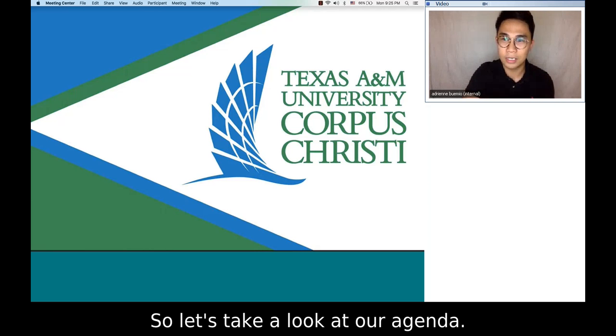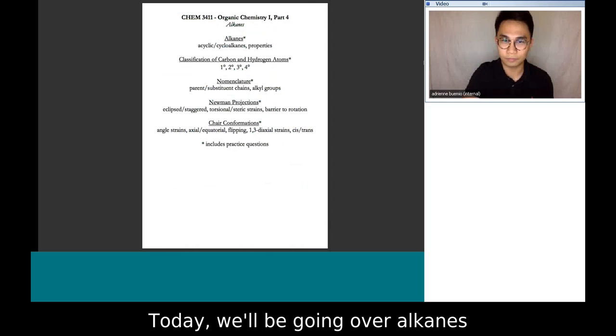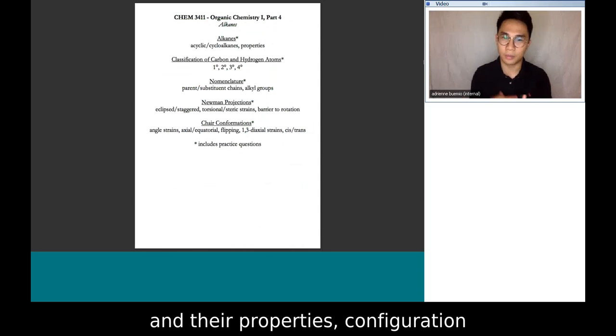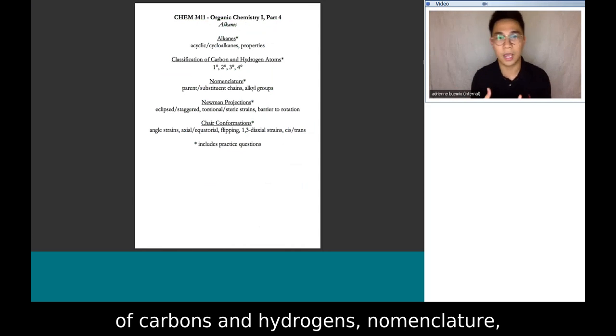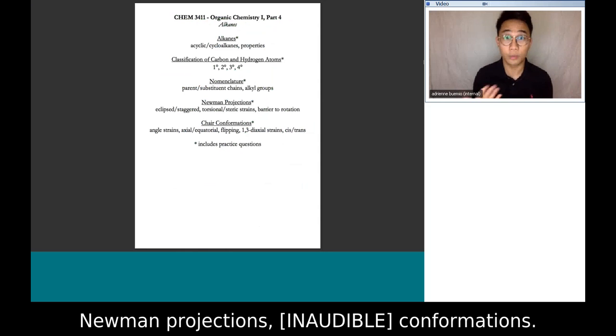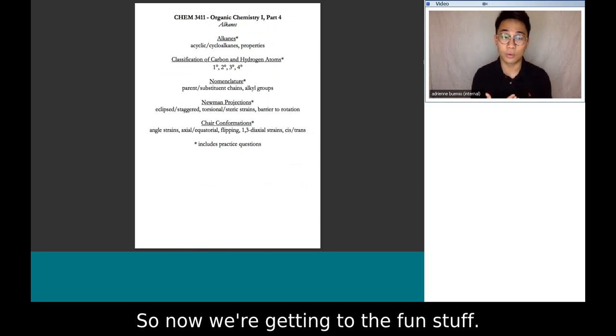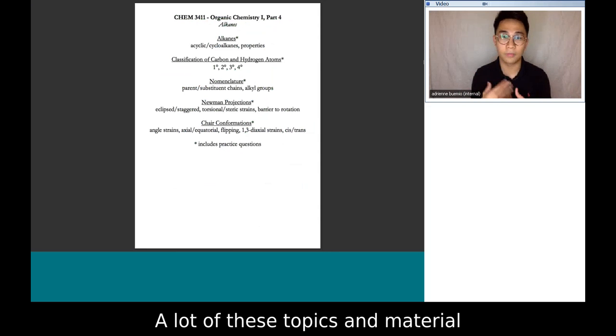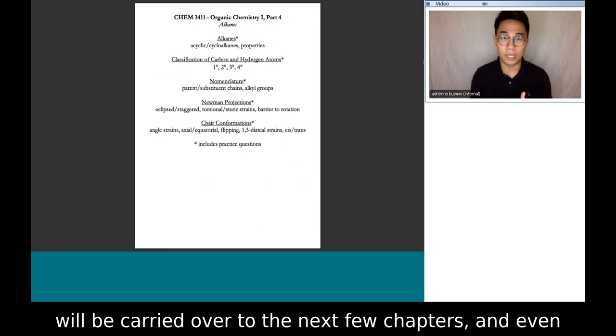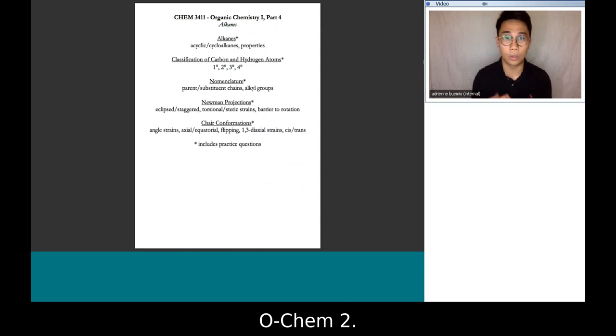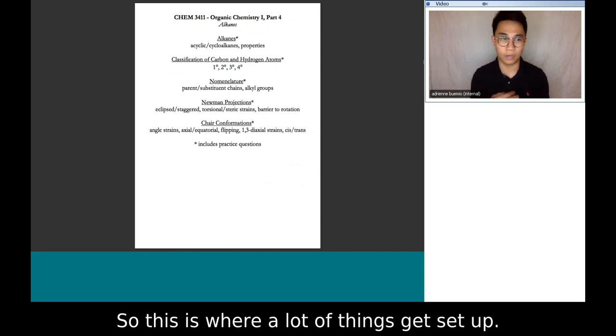So let's take a look at our agenda. Today we'll be going over alkanes and their properties, classification of carbons and hydrogens, nomenclature, Newman projections, chair conformations. So now we're getting to the fun stuff. A lot of these topics and material will be carried over to the next few chapters and even OChem 2. So this is where a lot of things get set up.